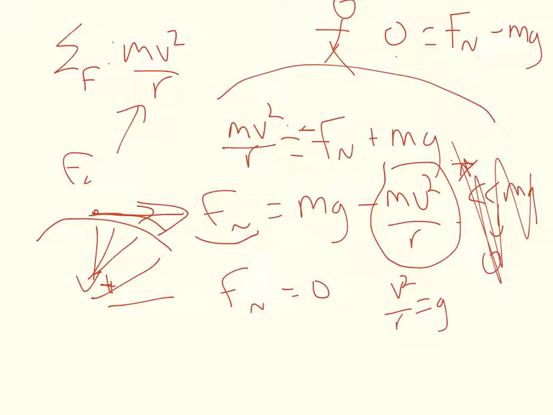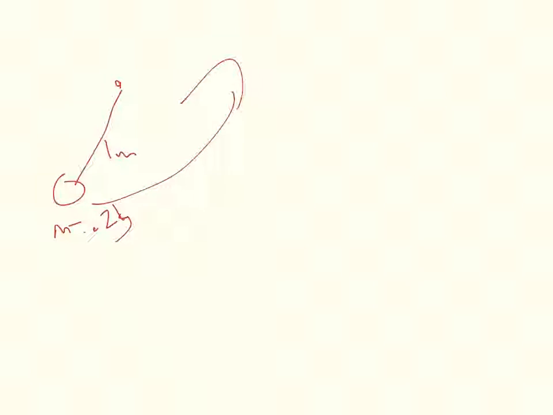Okay, let's look at another example of this. If you have a yo-yo, and you're spinning it in a circle, let's say it has a 1 meter radius. Let's say it has a mass of 0.2 kilograms. Okay, and we're spinning it in a circle. Let's say it completes a rotation in 1/10 of a second. Well, we'll just make up a number. Let's say the velocity is 15 meters per second.